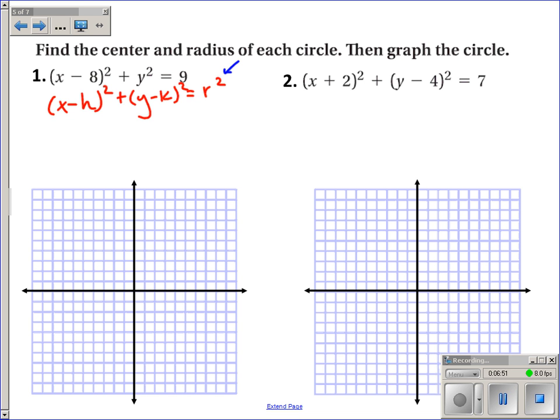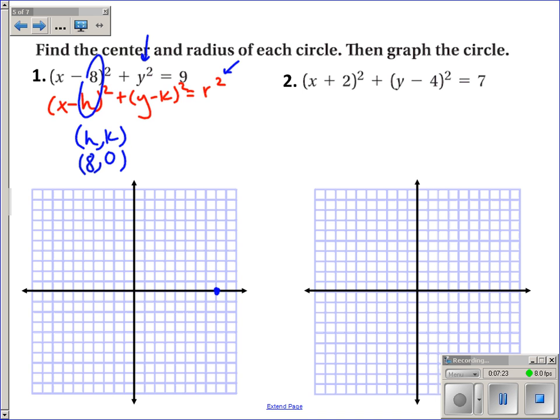Okay, that means that the center h, k, the h must be 8. Okay, now in this formula there is no y minus some number, so that means that k would have to be 0. Okay, so the center of our circle is at 8, 0. So 1, 2, 3, 4, 5, 6, 7, 8. This is the center of our circle right here.